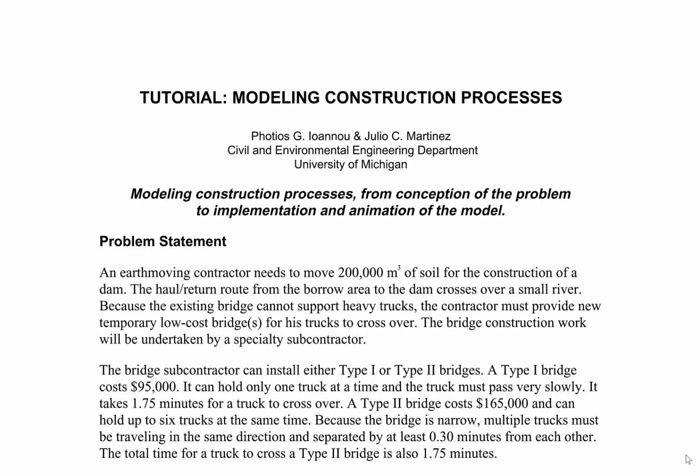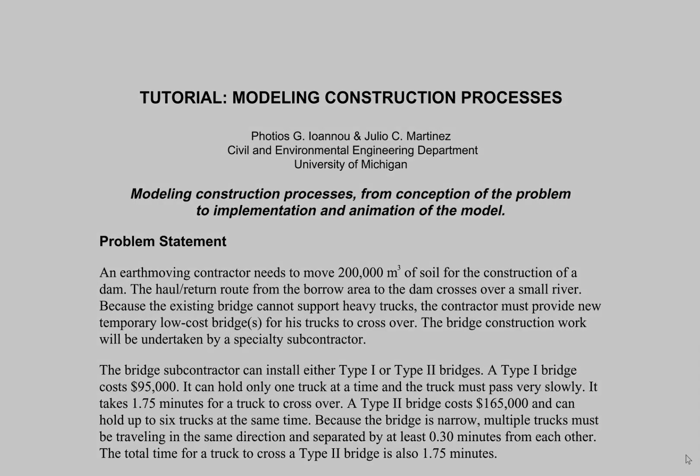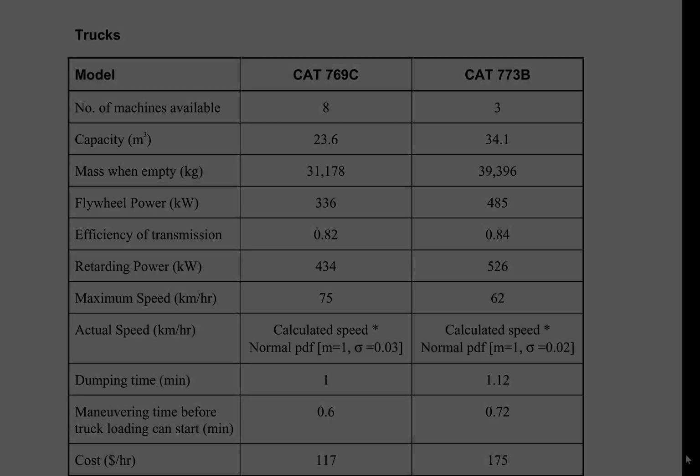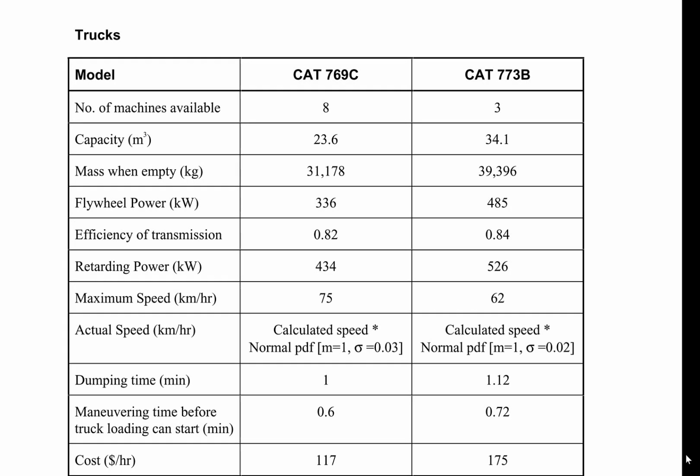The Stroboscope tutorial presents earth-moving operations for the construction of a dam. These operations use two kinds of loaders, the CAT 936E and the CAT 950E, and two types of trucks, the CAT 769C and the CAT 773B. These types of equipment are modeled as characterized resources starting in Model 6 of the tutorial.